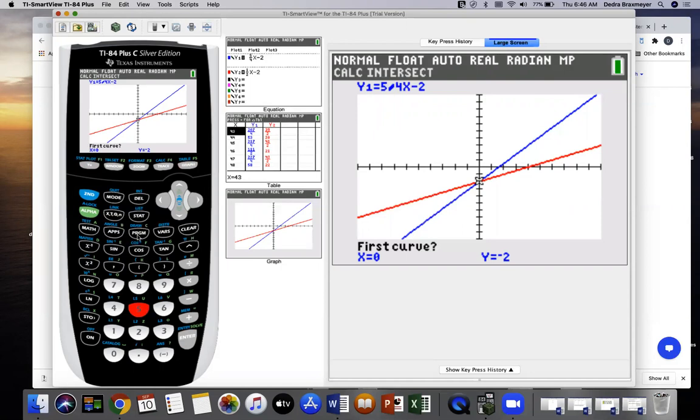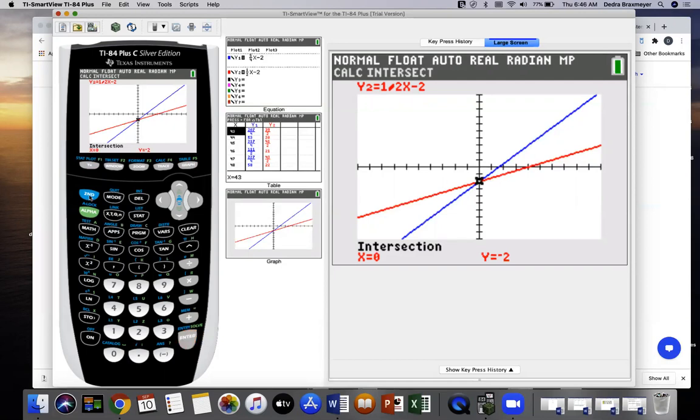My calculator is asking me right now if I want the first function to be y equals 5/4 x minus 2. I do, so I will hit enter. Then it prompts me to select 1/2 x minus 2, hit enter, and then guess the intersection, enter, and it gives us the intersection of 0, -2.